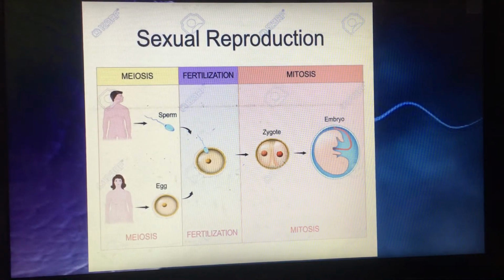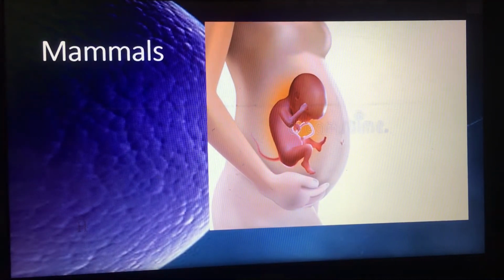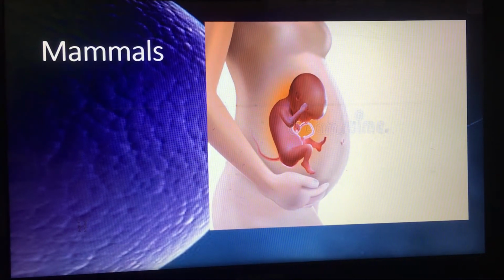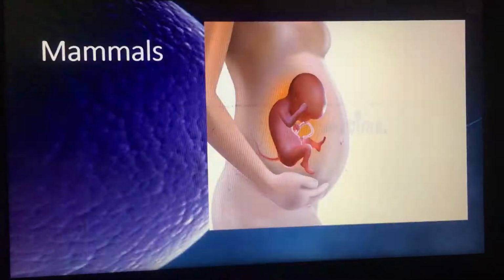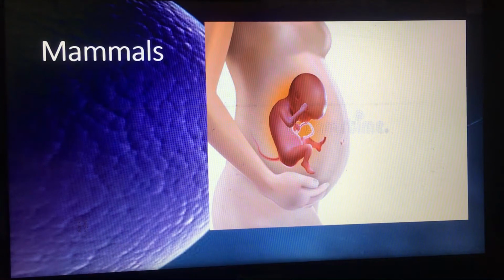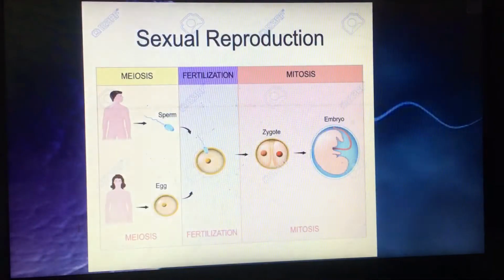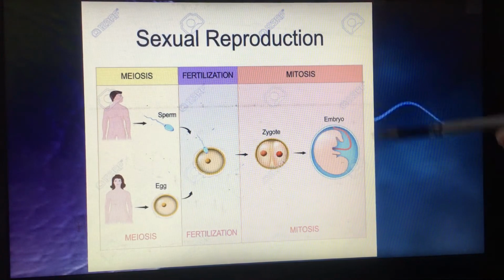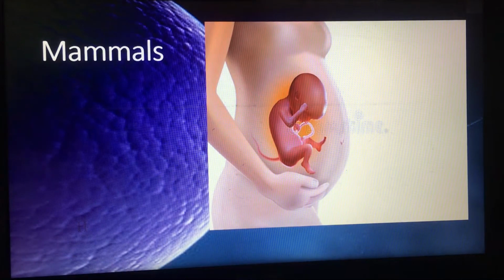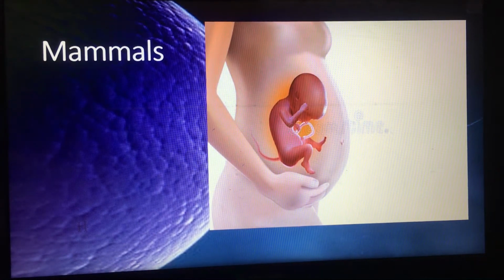Now you have to know that in mammals, including people, the fertilized egg develops inside the mother. When this zygote divides more to give an embryo, and this embryo grows up, that will give us a fetus. The fetus grows and develops until the baby mammal can live outside the body of the mother.